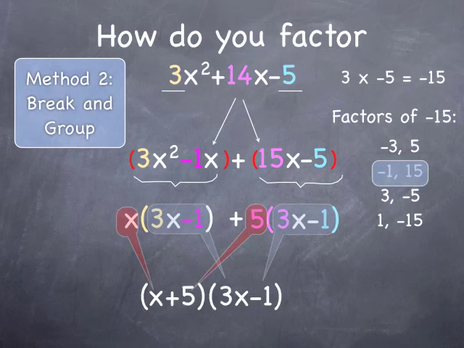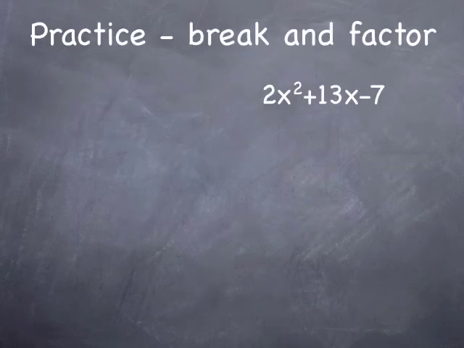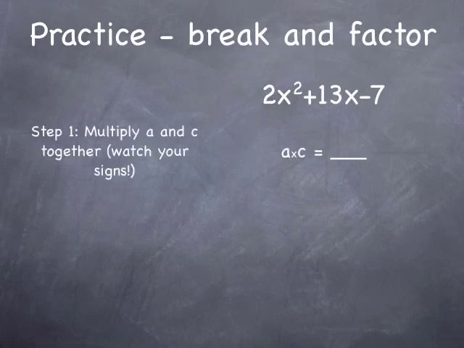Now I'll walk you through an example of the break and group method where you'll be able to fill in each step along the way. Here's the expression we're trying to factor: 2x squared plus 13x minus 7. Step 1. Multiply a and c together, being careful of the signs.